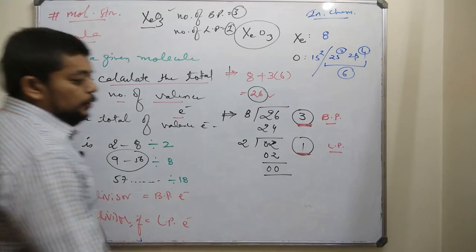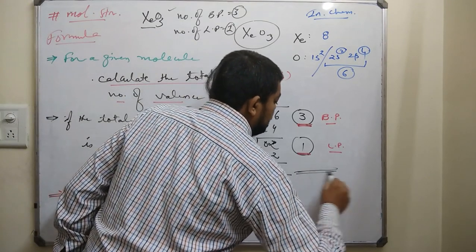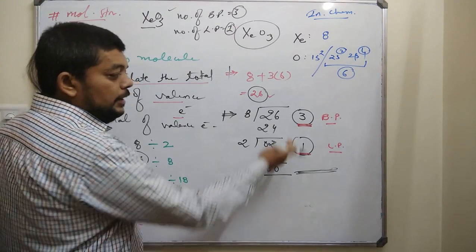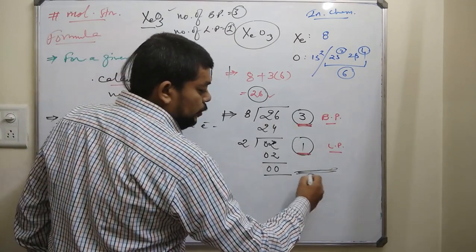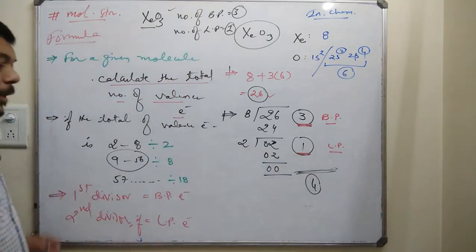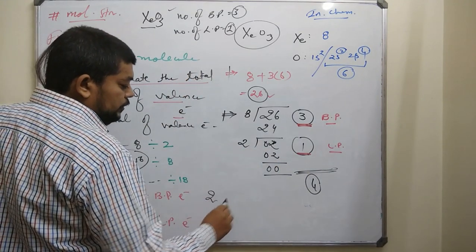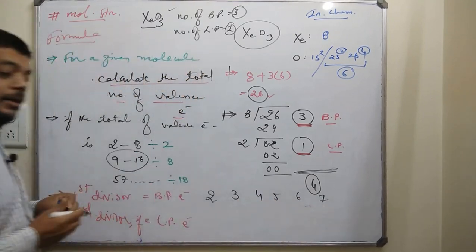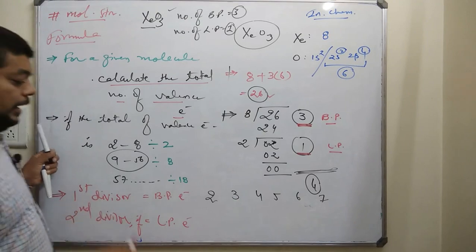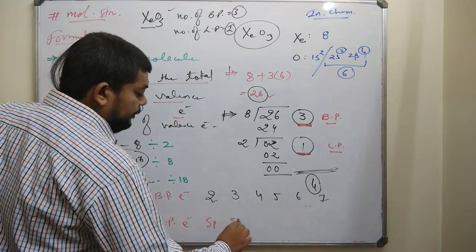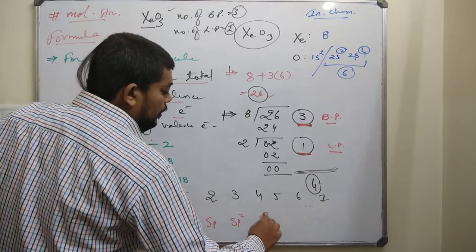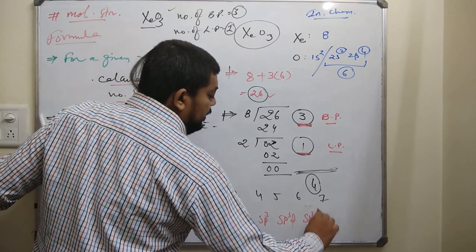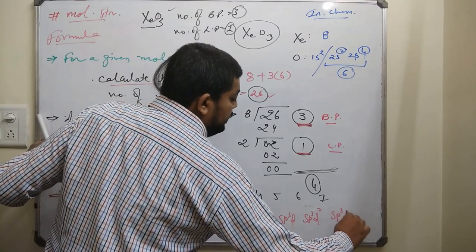Now, you have to take a sum of this. Let us check what happens. If I take the sum of 3 plus 1, the total is 4. Remember very well, if the total is 2, 3, 4, 5, 6 and 7 respectively, my answers would be sp, sp2, sp3, sp3d, sp3d2 and sp3d3.